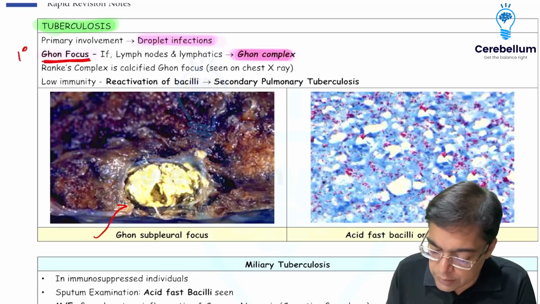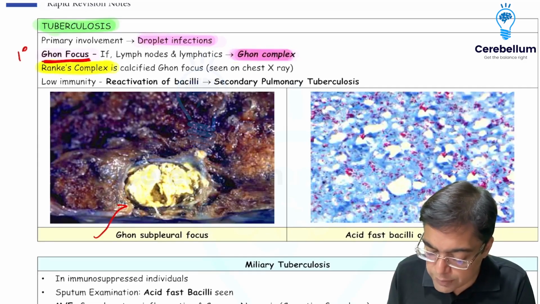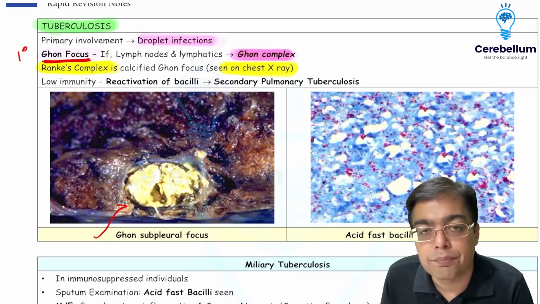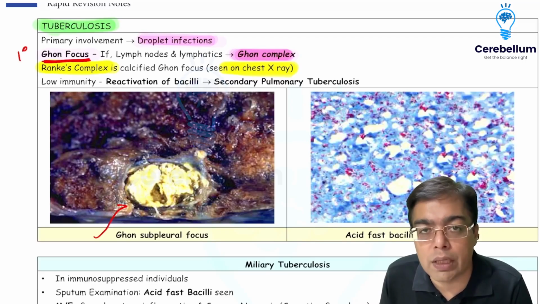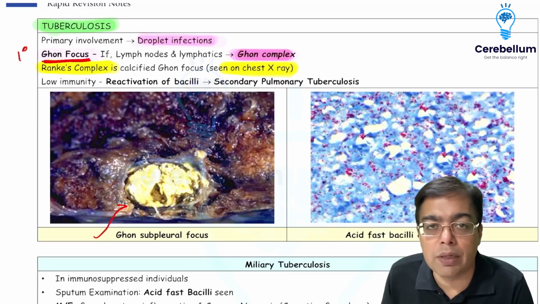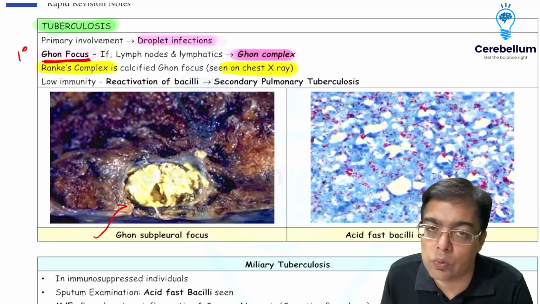If there is going to be a calcification of the Ghon complex, we are going to be using a term over here that is called Ranke's complex, which can be seen on the X-ray. Usually, a lot of patients or individuals who are going to be having exposure to mycobacteria are going to be having a development of inactivation of the mycobacteria in due course.